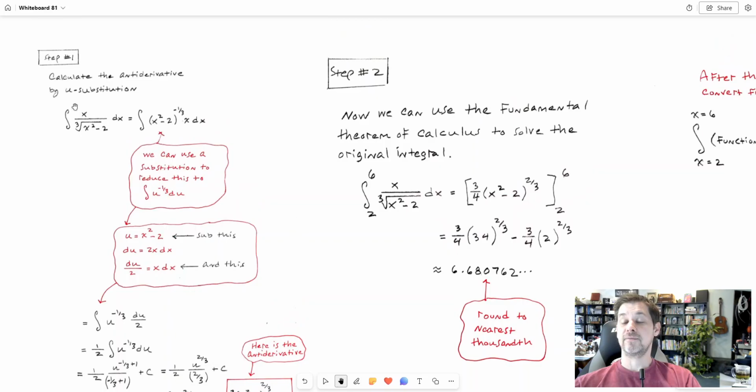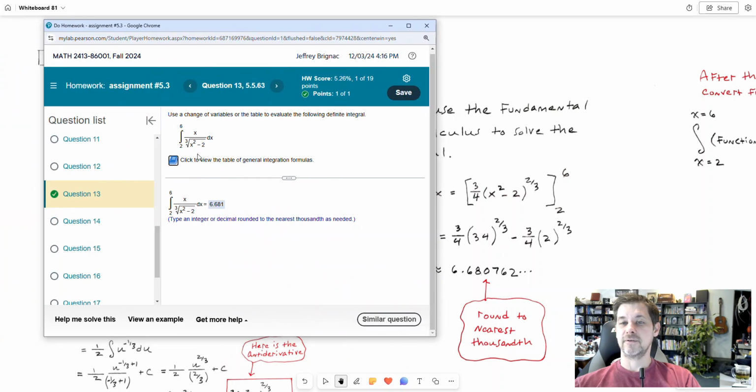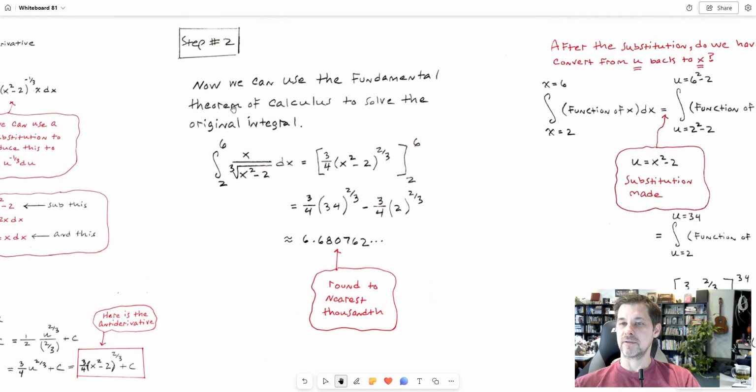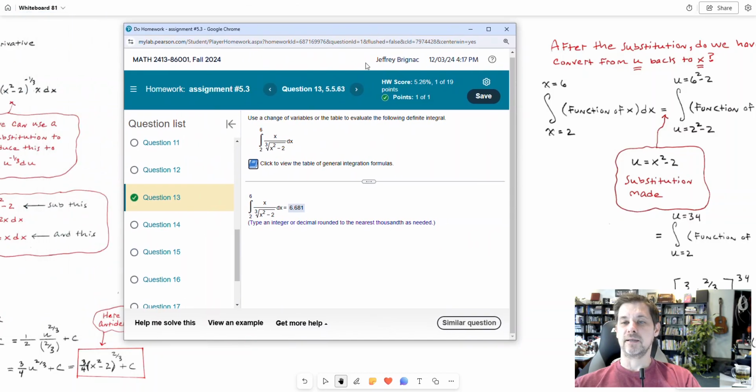So that's my first step, because I wanted to use the fundamental theorem of calculus to solve this original integral in the first place, and I just need the antiderivative to do that. So now I have it, and here's how the fundamental theorem of calculus would look. I take my antiderivative with my lower and upper bounds of integration. I put the upper bound into the antiderivative first, I subtract, and I put the lower bound in, and I calculate. And I notice that this says round to the nearest thousandth.